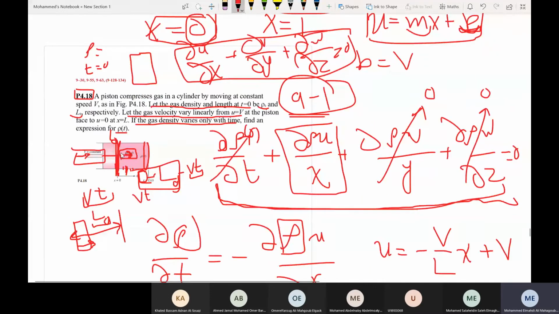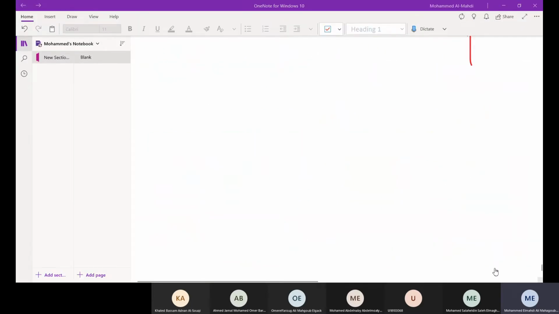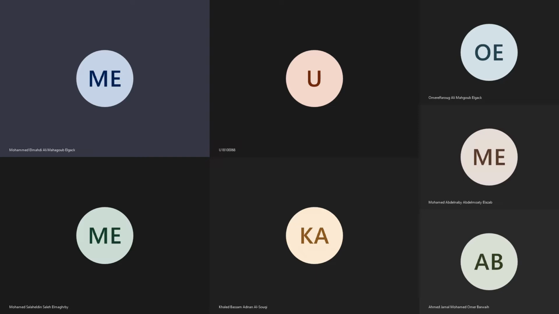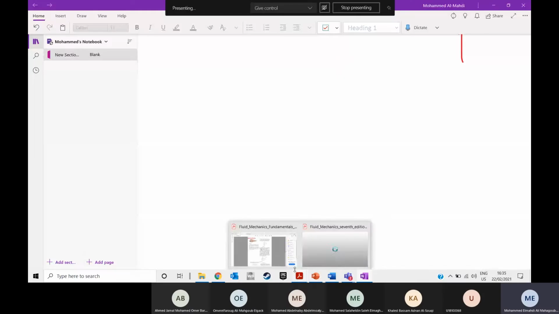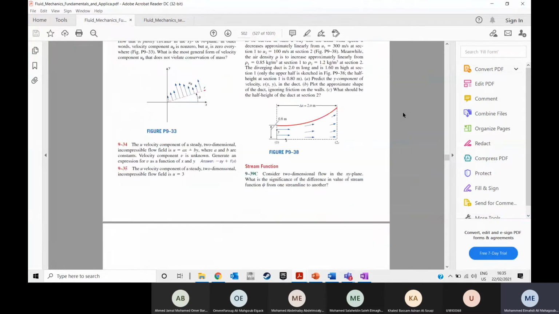How many hours? There is still time. Let's solve these questions. These are questions from Cengel's book. How can I do that? Let me close the share and let me open here. Cengel's book. And how can I share the screen again? Share the desktop. Okay. So this is the first problem that we need to solve from Cengel's book.